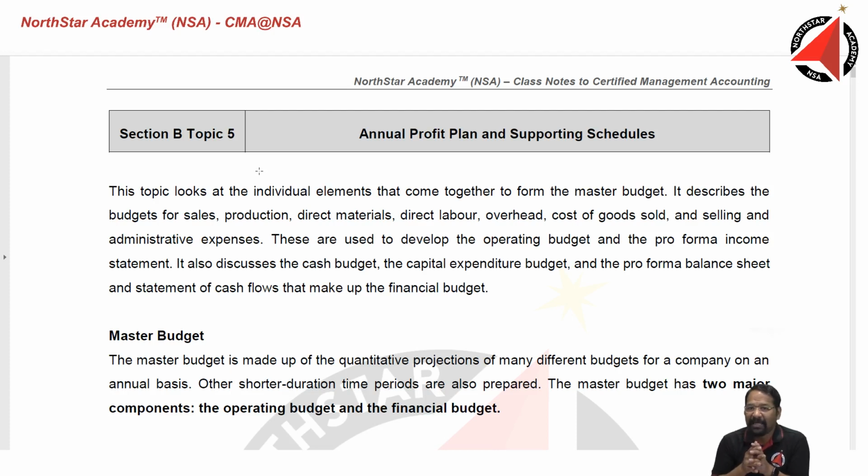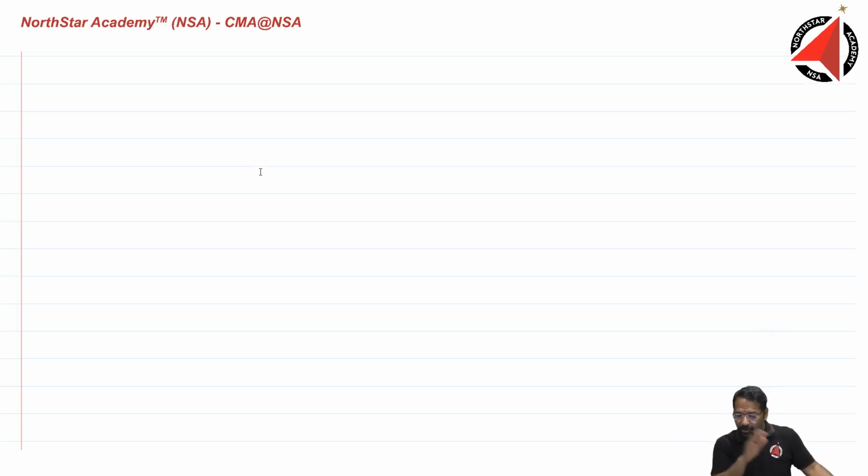Annual profit plan and supporting schedule. First, let's go back to the basics of it. Basics to understand this topic a little better. Now, you want to do things better. To do things better, the first thing that you need to have is skills, right? All of you agree? You need to have the right skills. Second, you need to have experience, because experience enables you to do things better, right?